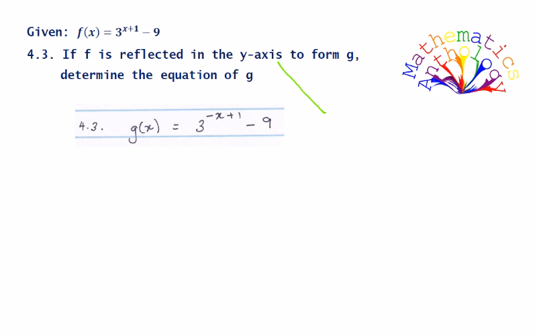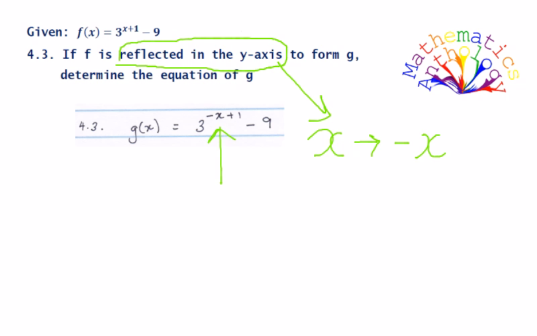Now, given f of x is equal to 3 to the power x plus 1 minus 9, the same equation, 4.3, if f is reflected in the y-axis to form g, determine the equation of g. Now, key words here, reflection in the y-axis. There's a rule for that, and the rule is x changes to negative x wherever it is in the equation.